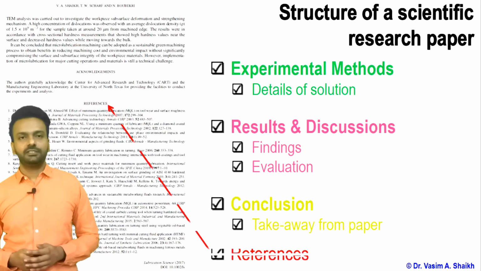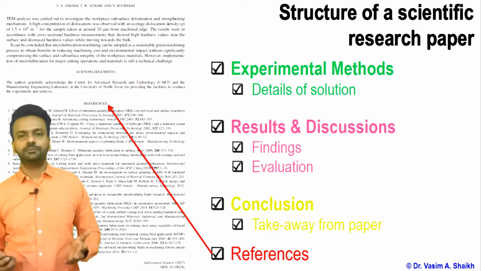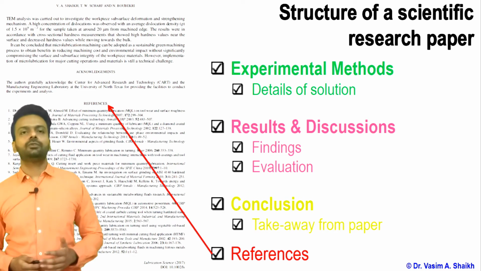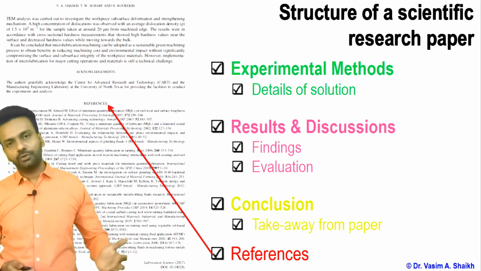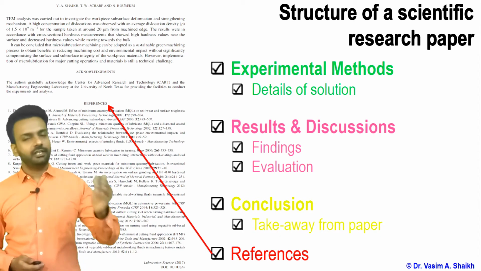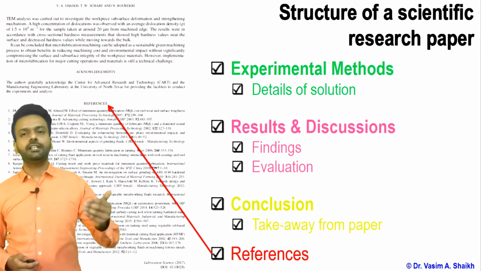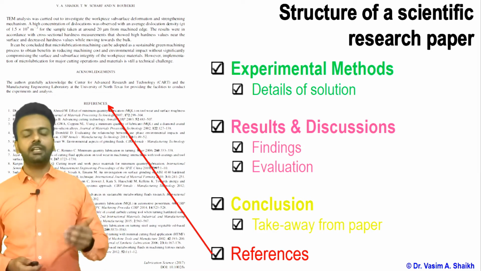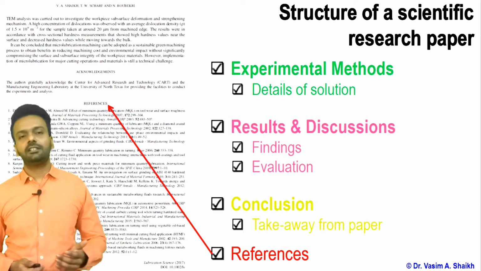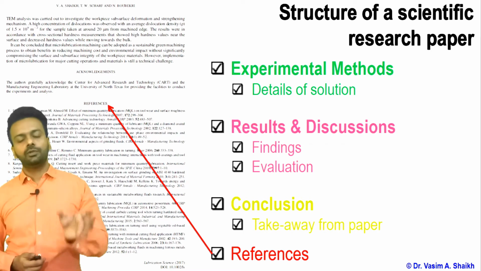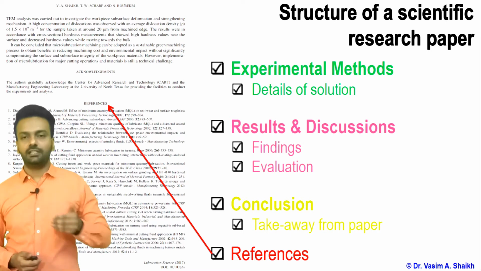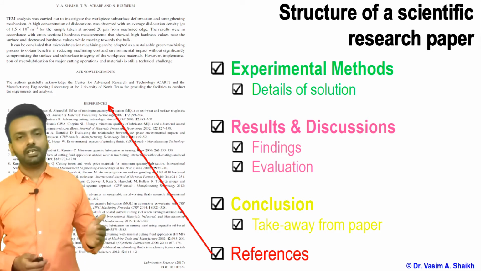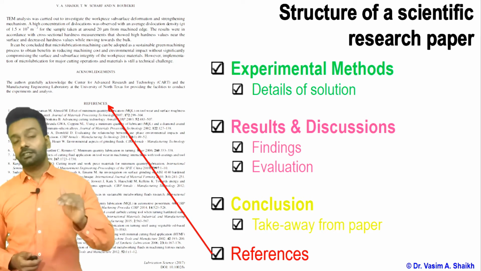Then you have references. Each and every journal has its own different style of referencing. So when you are submitting any manuscript to a journal, they have a template, or they give all the details: what font they want, what reference style they want, APA style or whatnot. All these styles are there, and you just have to put up your references in these styles. That is the reference part. All the papers which you have referred to are there in the references.